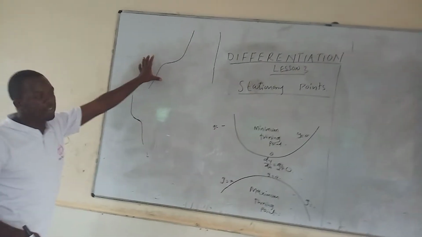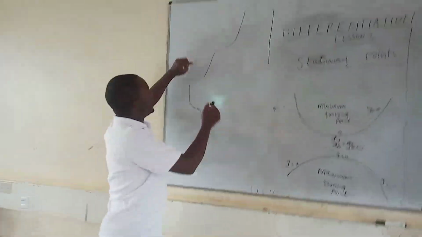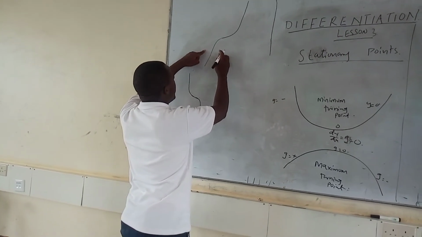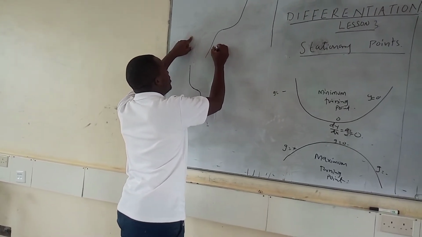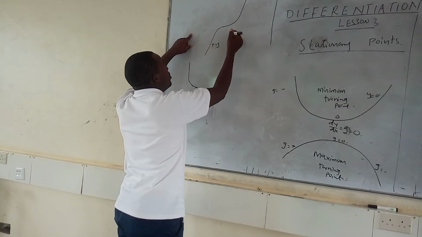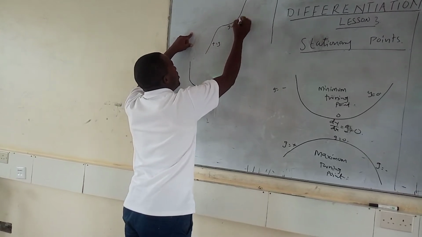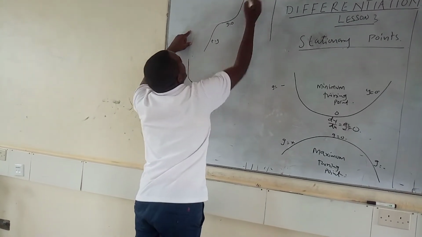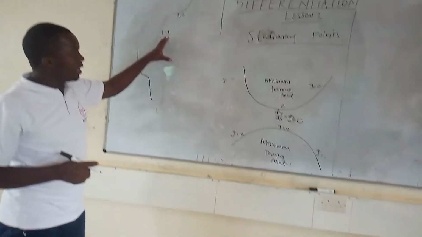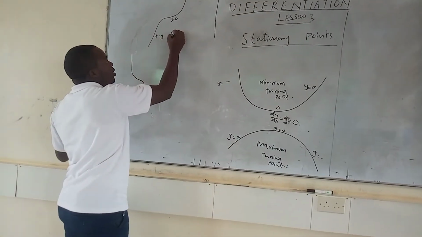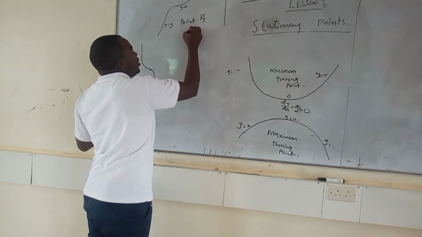If you look at the third curve, the gradient on this side is going to be positive. Here the gradient is 0, and here the gradient is still positive. And this turning point we call a point of inflection.